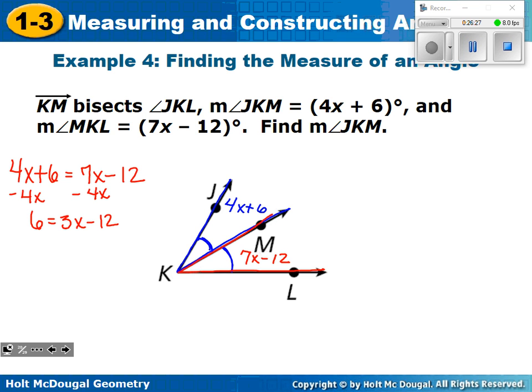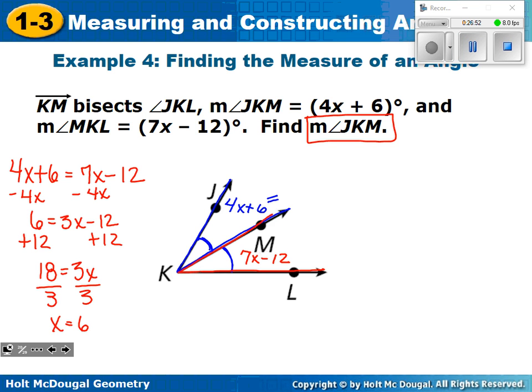So what do we do next? Add our 12 to the other side. So we have 18 equals 3x. Good. Divide by 3, and what is x? 6. And then watch your directions, because sometimes all you have to do is find the variable. But in this case, it actually said find the measure of angle JKM. So you go back to JKM. That means we're looking for this angle right here. Plug in your 6 for x.